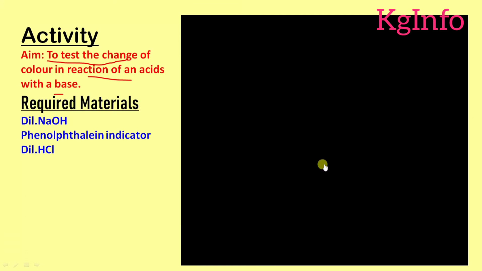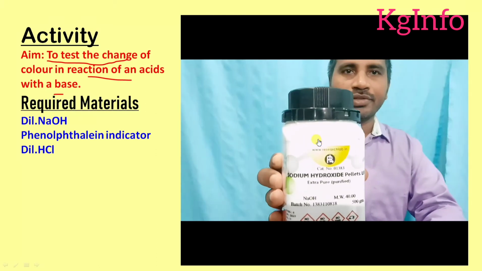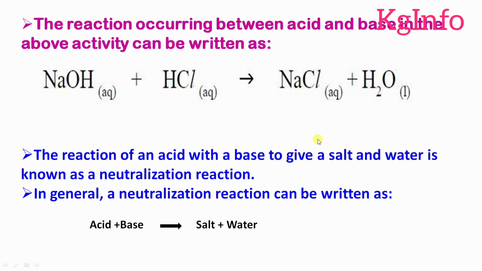What's the neutralization compound here? Sodium chloride and water. Now let me explain. From the above activity, the reaction occurring between acid and base can be written as: NaOH aqueous plus HCl aqueous gives NaCl plus water. This is the reaction that takes place in the above activity, children.